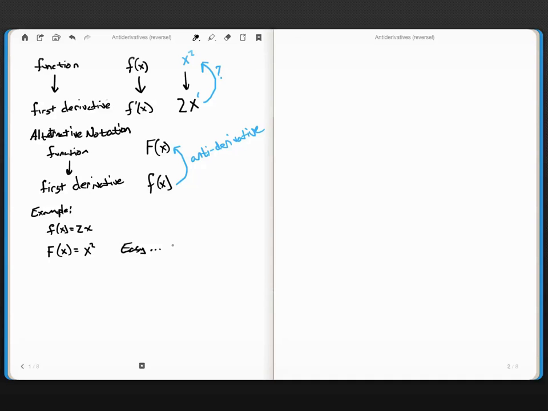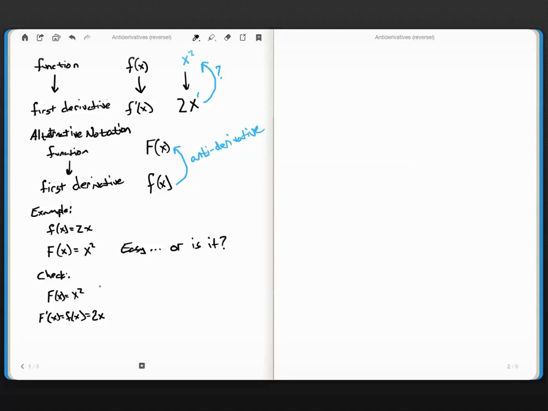But we've got to remain a little skeptical. Or is it? Let's ask ourselves this question. The way to do it is to check. I claimed that if big F of x was x squared, then big F prime of x, which should give me back the function I was given, equals 2x. Fine, no problem. I'm all good.